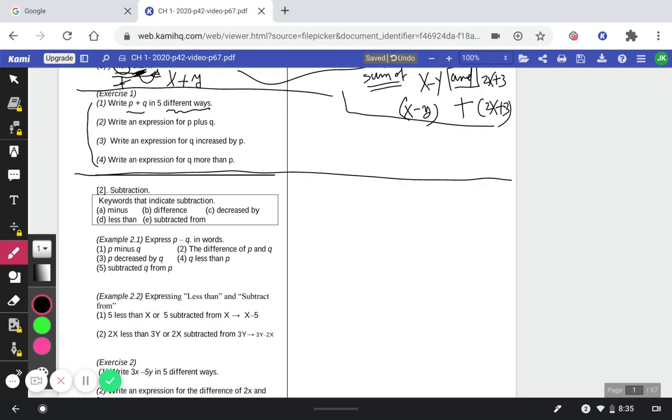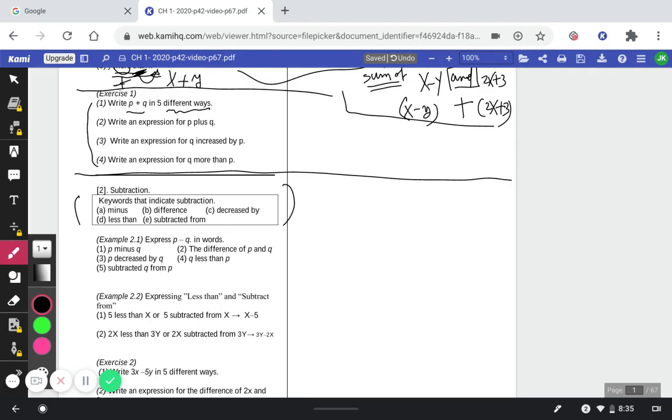Okay, I guess everybody did well on exercise 1, right? This time we're going to talk about another operator called subtraction. Keywords or vocabulary that indicate subtraction are minus, difference, decrease by, less than, subtract from. Those are 5 more keywords that frequently come up in word problems. So you have to memorize these keywords to indicate subtraction.